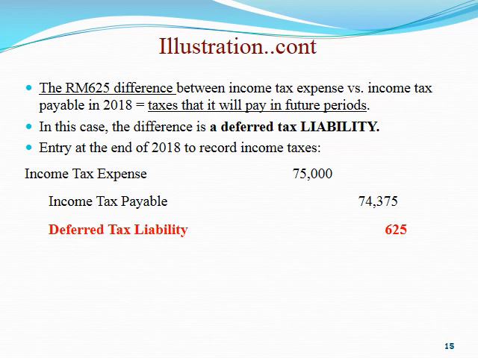The entry that will be recorded to record the income tax is as follows. We're going to debit income tax expense 75k. We're going to credit income tax payable 74,375, and the difference on the credit side is deferred tax liability 625.